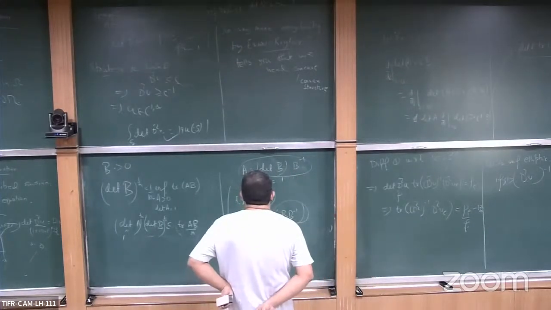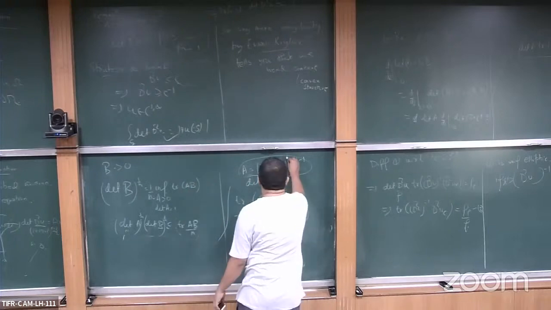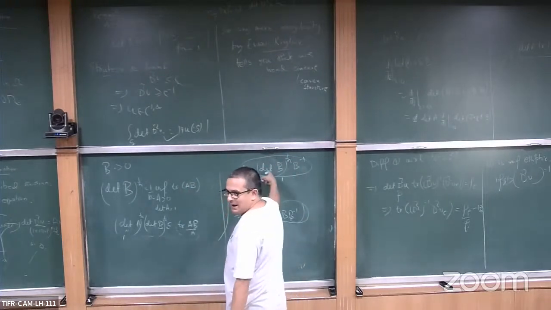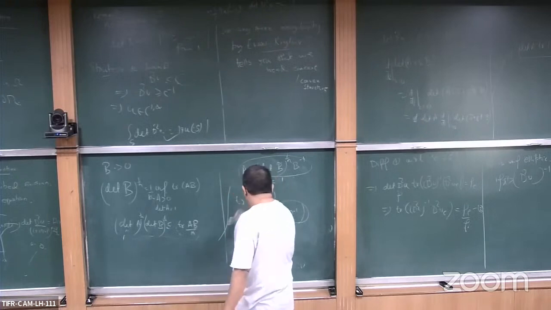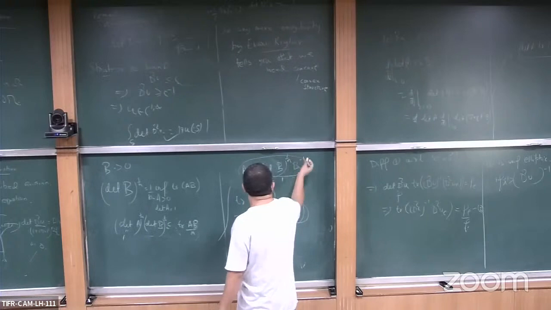Right. So, in fact, what I should have done is that I shouldn't be taking this. I should be taking 1 by n. Now is it clear? I made a mistake. You take det B to the 1 by n. Now whatever comes out is exactly det B.